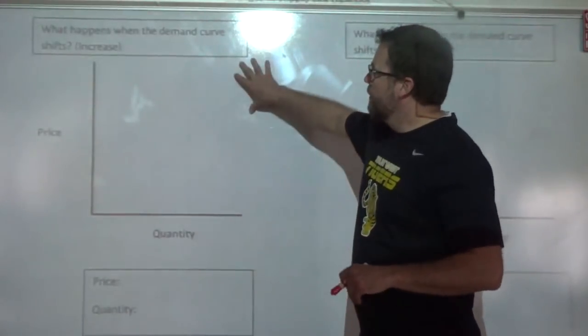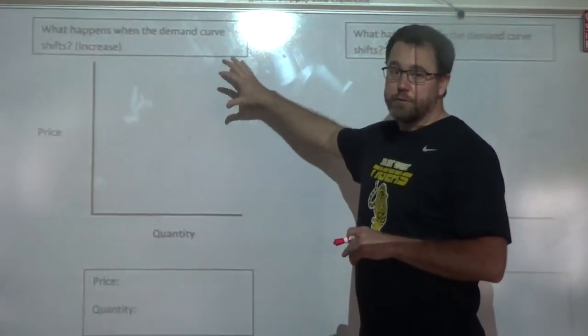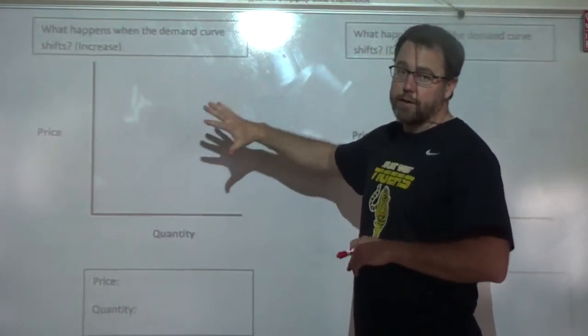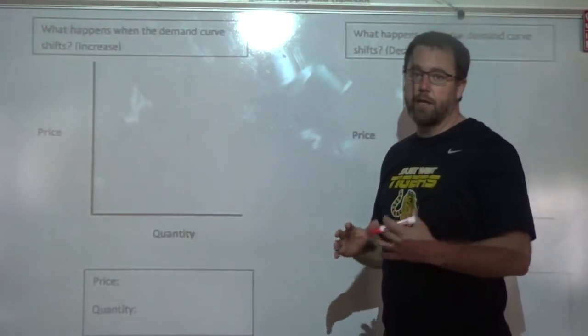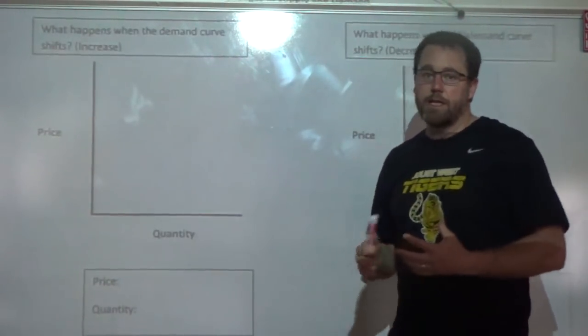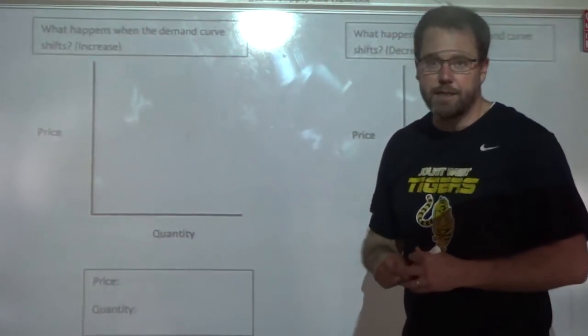Alright guys, I'm going to go over some stuff on the shifts of the supply and demand curve. I'm going to walk you guys through what happens to what we call our price equilibrium when we have increases and decreases in demand and supply. And then I'll go over a couple examples of when we have both the demand curve and the supply curve shifting at the same time.